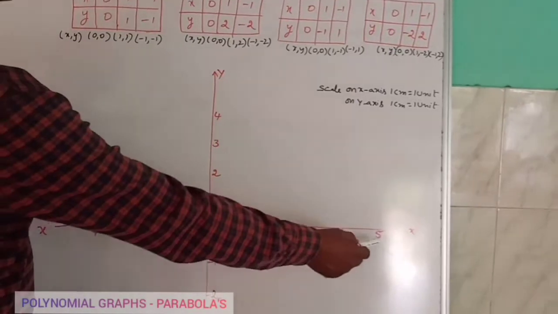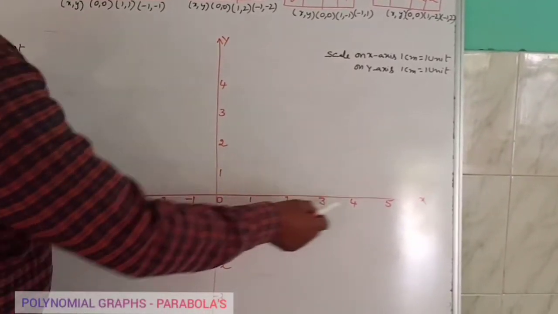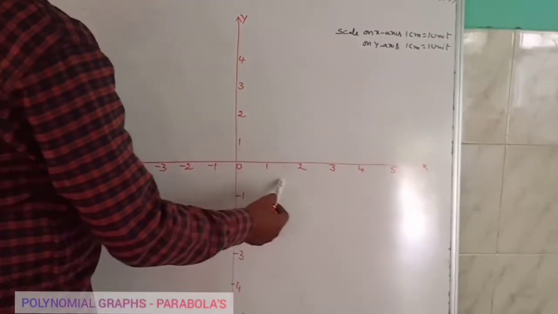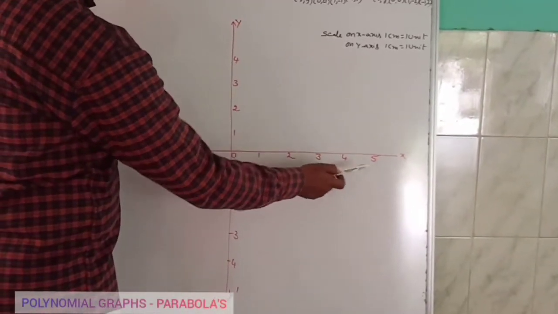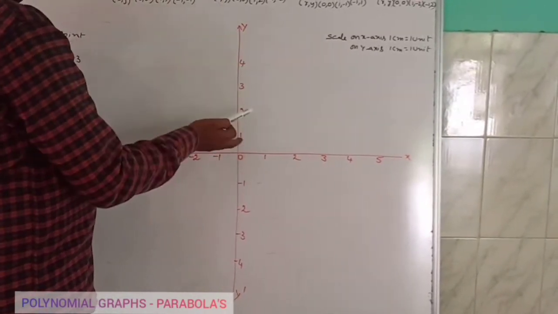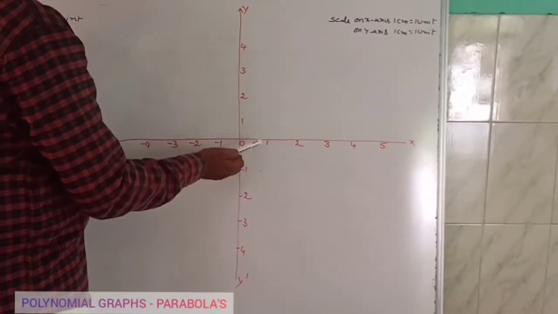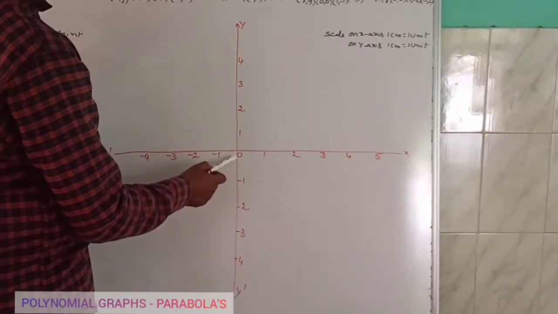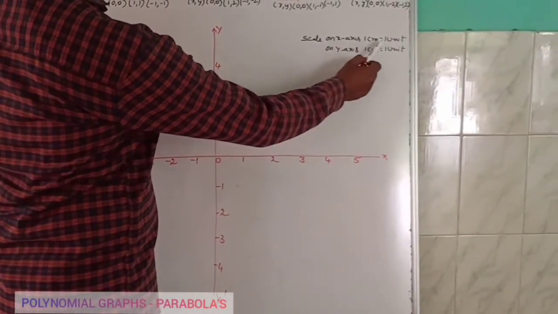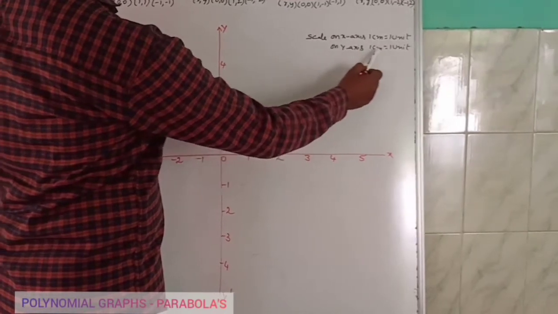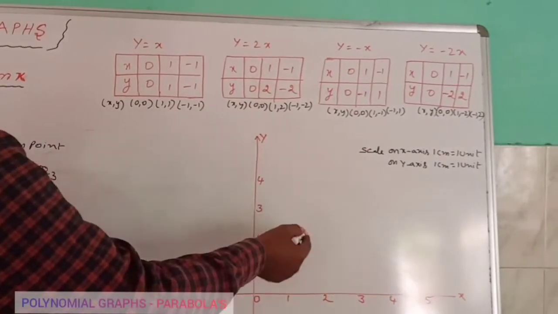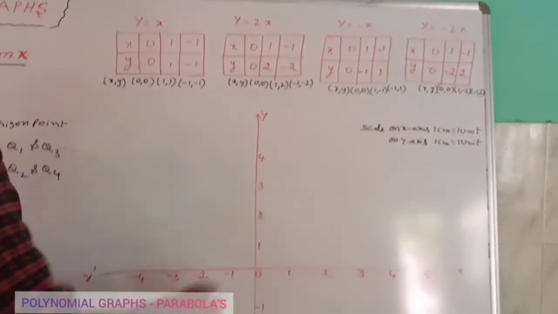First, to draw the x-axis, take the graph sheet. Here it is the x-axis, the horizontal line is called the x-axis and the vertical line is called the y-axis. On the x-axis, the right side is positive values and the left side is negative values. On the y-axis, the upper part is positive values and the down part is negative values. Both intersect at the origin point, that is 0, 0. Scale on x-axis 1 cm equal to 1 unit, on y-axis 1 cm equal to 1 unit. All these values are marked on the graph sheet and then draw the straight lines.